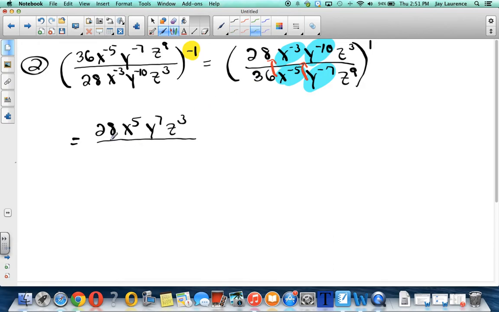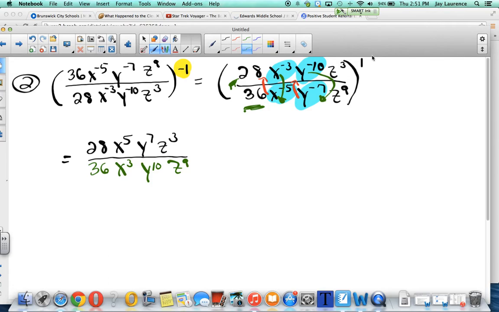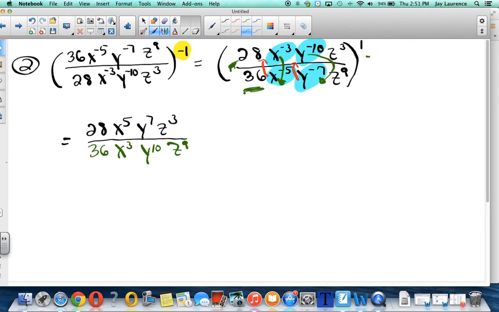All right, so now I'm going to have a denominator. Who wants to do this one? Jacob will do it. Jacob, let's take the 28. Oh, I'm sorry, a 36 is downstairs, right? There's a 36. Okay, and the x to the negative third needs to go down. So that'll be x to the third. Y to the negative 10th will go down, and I'll get a y to the 10th. And then the z to the 9th will stay there. Remember, I said I was going to drop the quantity because it's only being raised to the first power. So there is no quantity anymore.